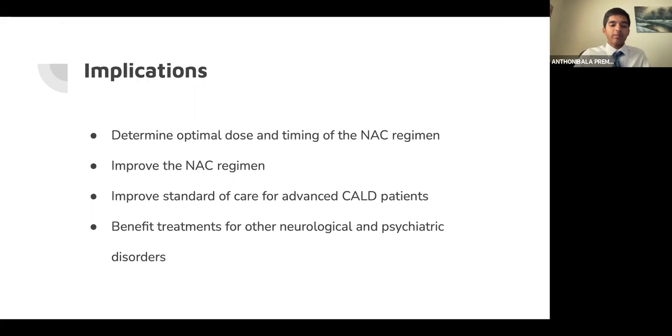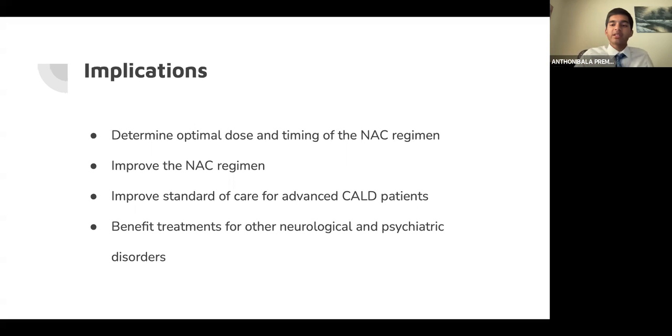Now I'll be moving on to the implications of my research project. The results from the study have numerous implications in the research surrounding NAC, CALD, and HSCT. This study is one of the first few steps towards finding the optimal dose and timing of NAC during the HSCT treatment and improving the standard of care for patients with advanced CALD.